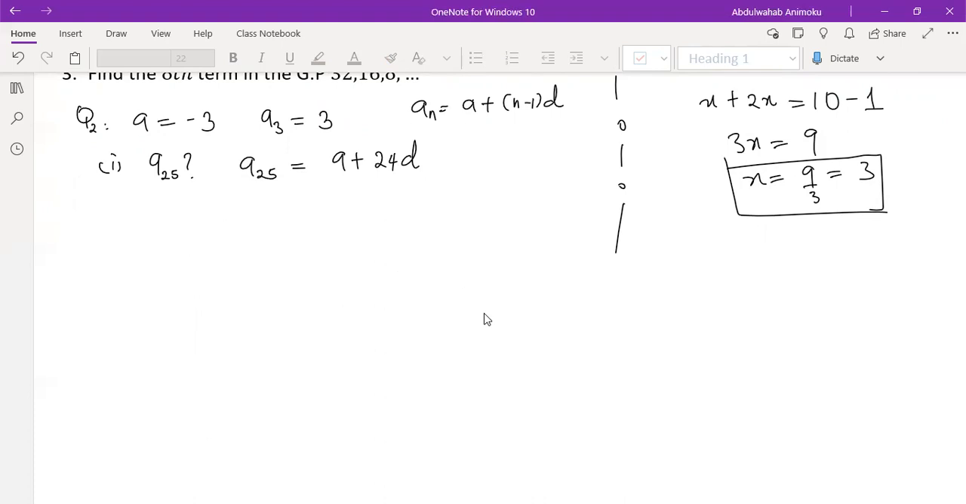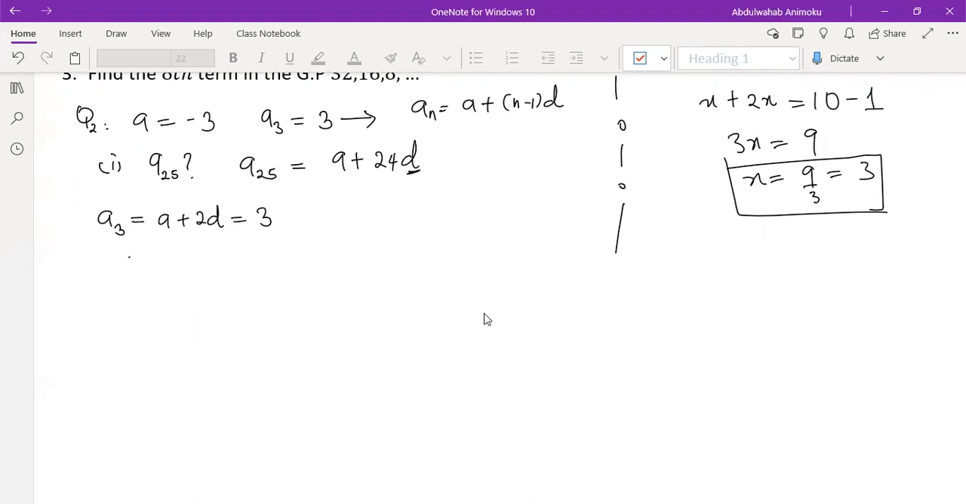In this problem, we are not given the common difference, right? Notice that we're not given the common difference. We're given the third term. So we don't know the common difference yet. So we need to use the third term to calculate the common difference. So the third term is what? a plus 2d. And this is equal to 3.